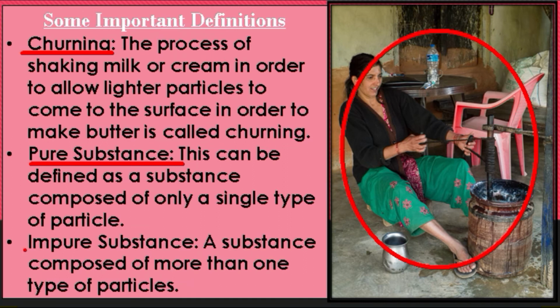Now the next definition is about impure substance. Students, the definition of impure substance is just the reverse of that of pure substance. So we can define it as a substance that is composed of more than one type of particles, like water, as it contains two particles, oxygen and hydrogen. In the same way, salt. And do you know what is the formula of salt? NaCl, means to say sodium chloride.